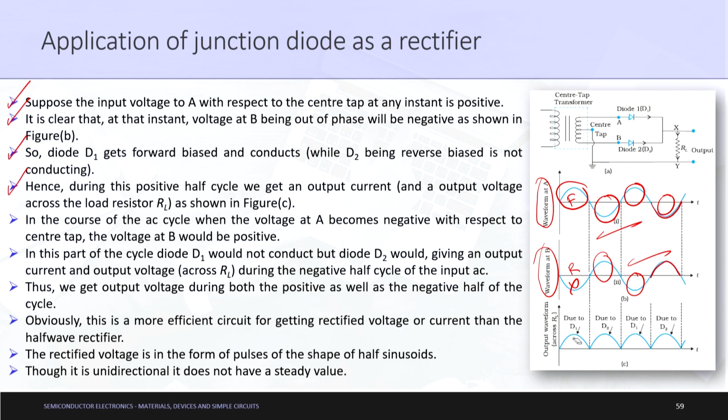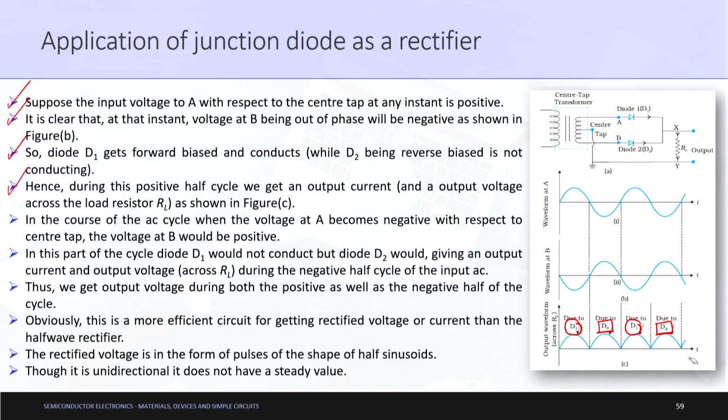If you see the diagram also clearly, it is written there that it is due to diode D1, it is due to diode D1, but this time it is due to diode D2, and this time it is due to diode D2. Okay. Fine. So let us read again.